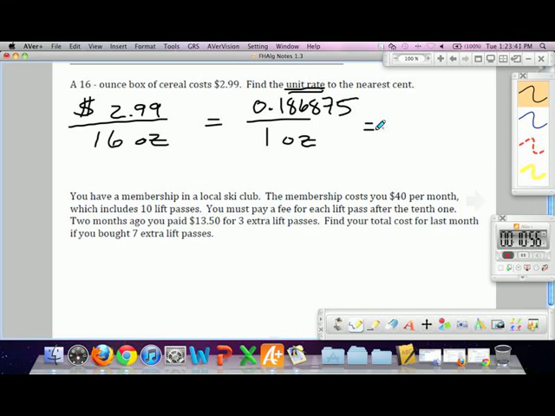Round it to the 100th place. In this case, we'll round 6 up to 19, 0.19. So you could say $0.19 per 1 ounce, or 19 cents per ounce would be the unit rate of this box of cereal.